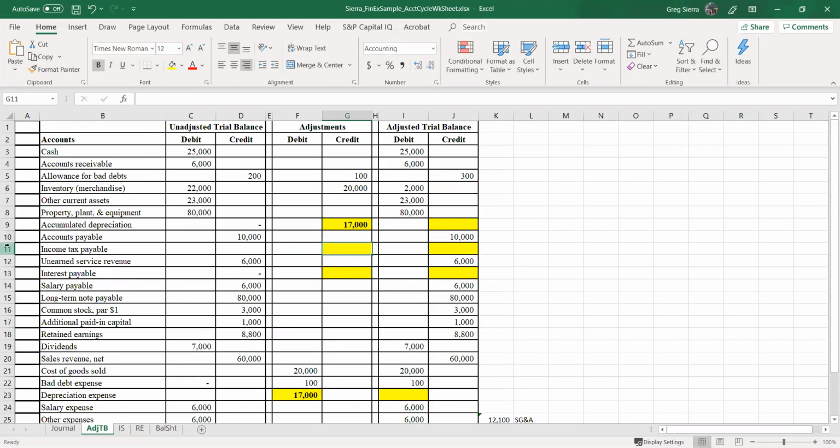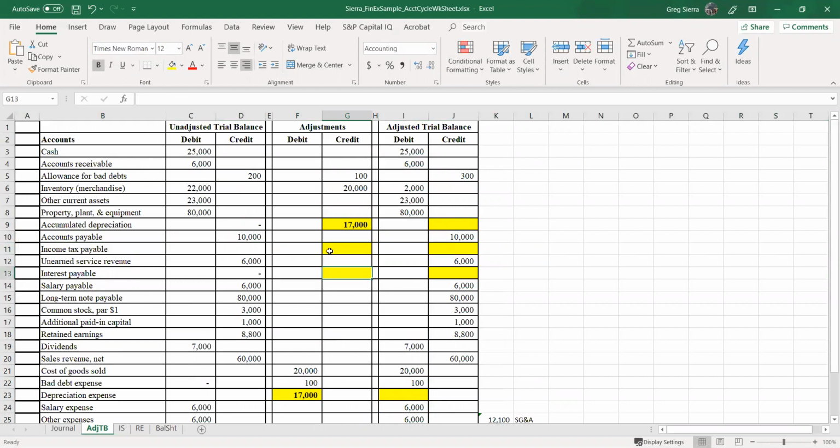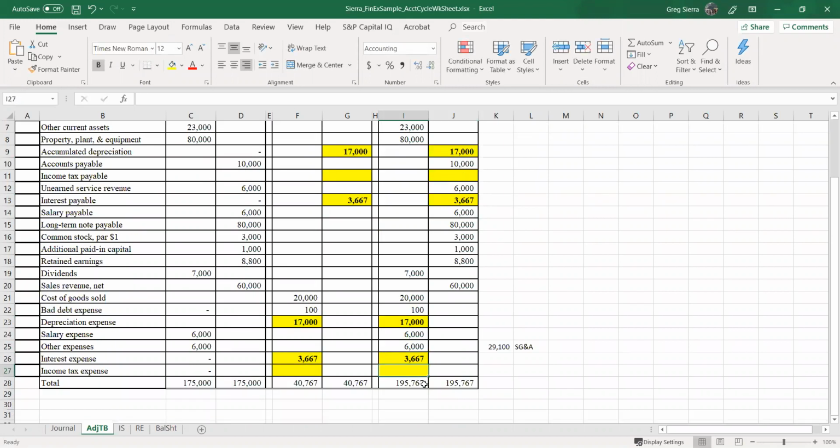The next one is actually not interest, it's income tax. How it's organized in the balance sheet is different than the income statement, but regardless, you've got to put it in the right row. Interest payable 3,667, and then we have to adjust the balances. The beginning balances are 0, so all I have to do is add that. Beginning depreciation expense was 0, so the adjustment is all that matters. No other interest expense during the year.